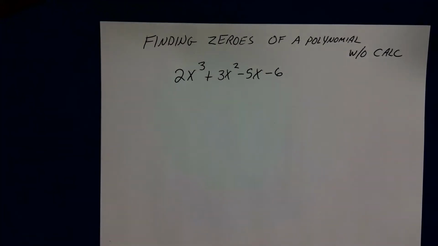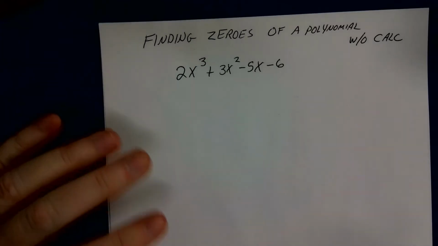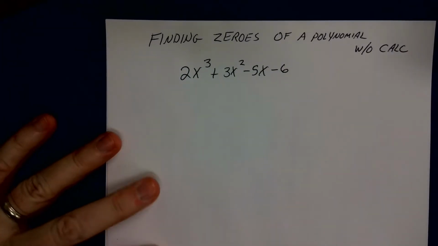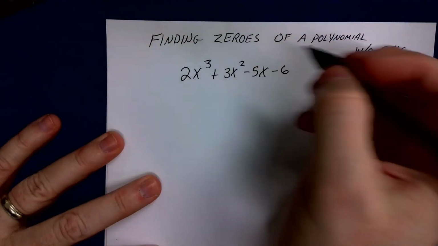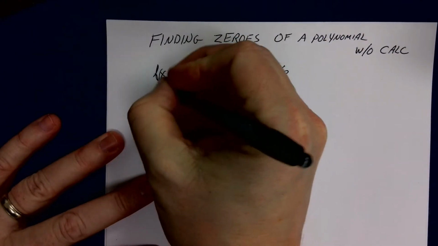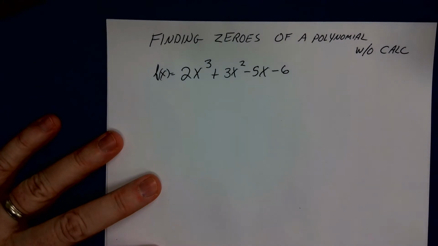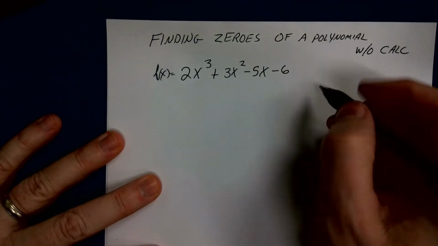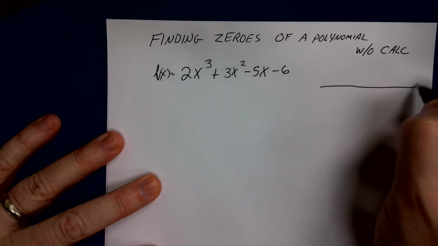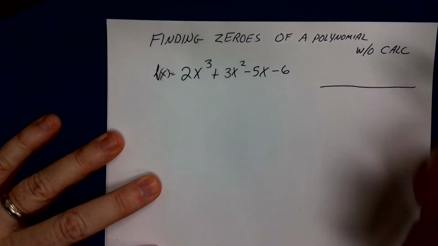Okay, everybody, so what I'm going to try and do right now is go through finding zeros of a polynomial without a calculator. So I've got this function right here. We'll call it f of x equals this, and I'm trying to find out where it might cross the x-axis. So the first thing that I have to do is look at all the factors of this number right here, the negative 6.